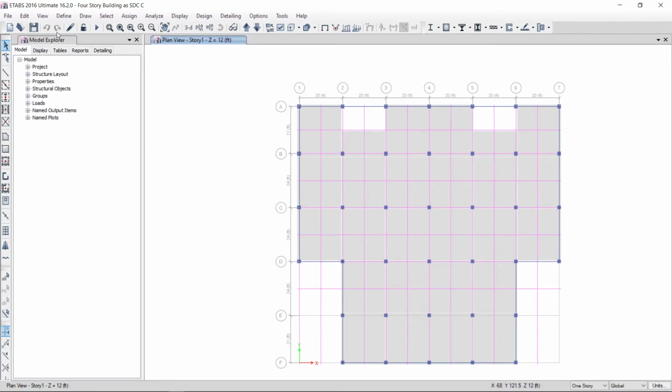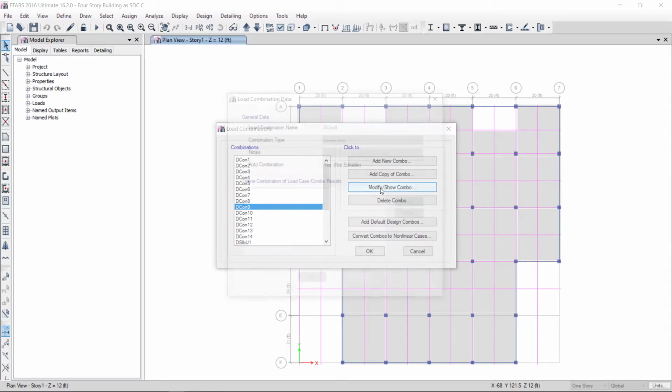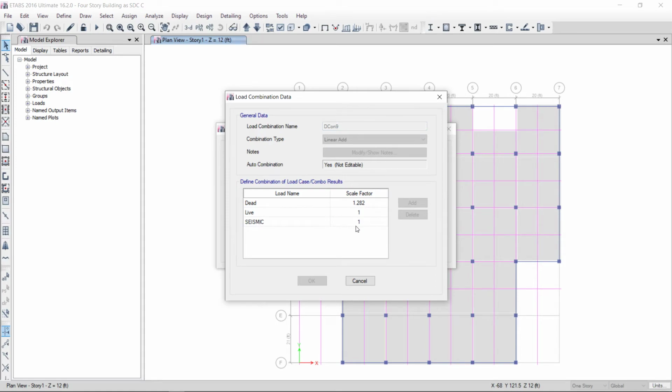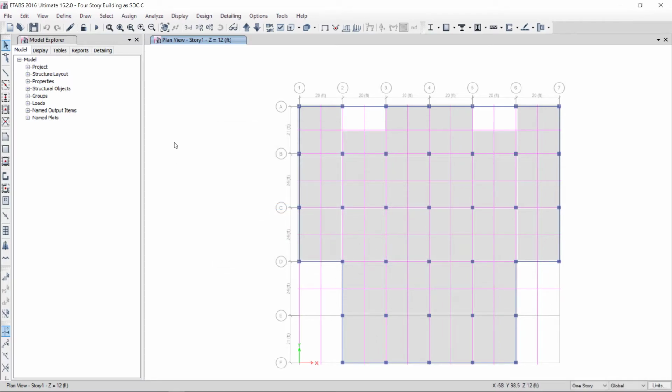Because of that, what is the impact? The impact is on the load combination. If you go and see the load combination, here the seismic factor is 1, dead load is 1.282. That means it has already considered the effect of rho as per chapter 12 of ASCE 7-05. Now let us analyze.